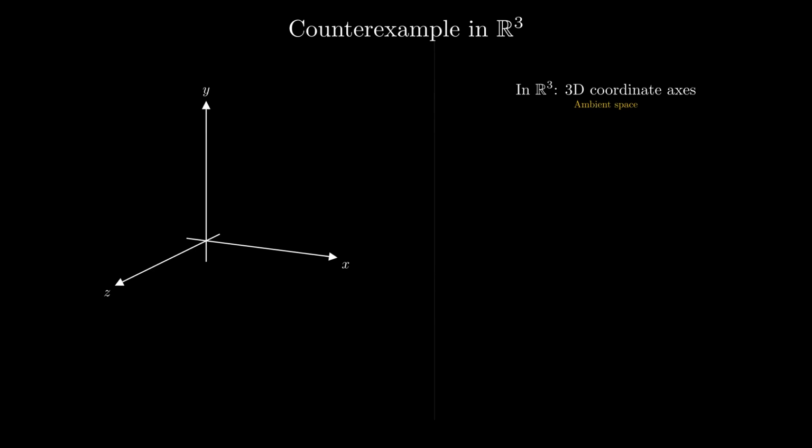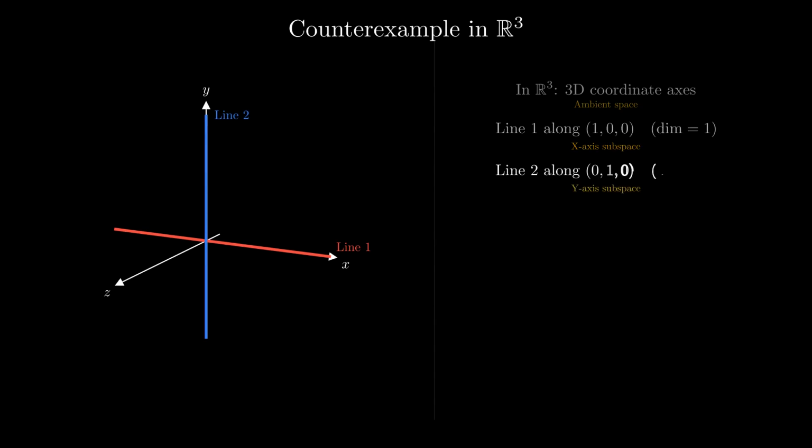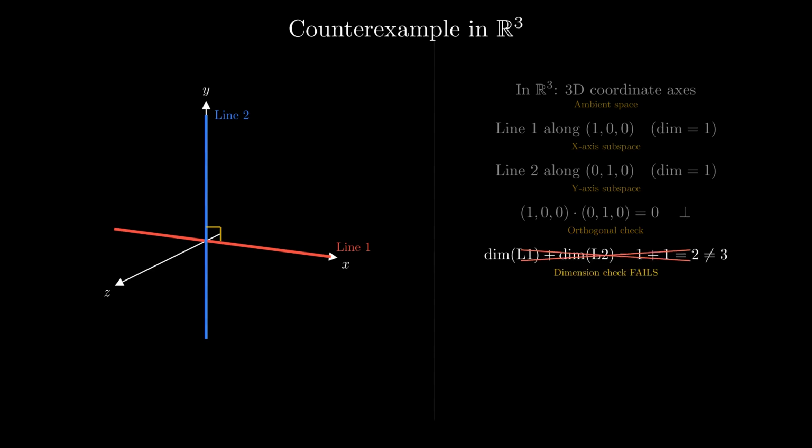In R3, take two lines through the origin. Line 1 goes along the direction 1, 0, 0, that's the x-axis. Line 2 goes along 0, 1, 0, that's the y-axis. These two lines are perpendicular to each other since their dot product is 0. But their dimensions add up to 1 plus 1, which equals 2, not 3. So the dimension sum falls short of the dimension of R3.